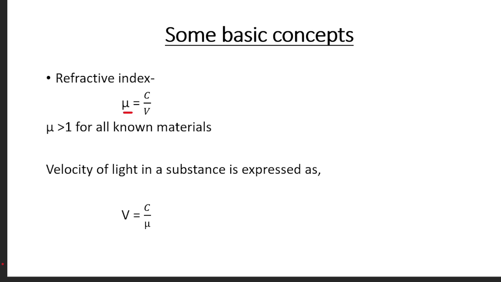For all known materials, mu is greater than 1. After rearranging this formula, we can write the velocity of light in a substance as V equals C upon mu.